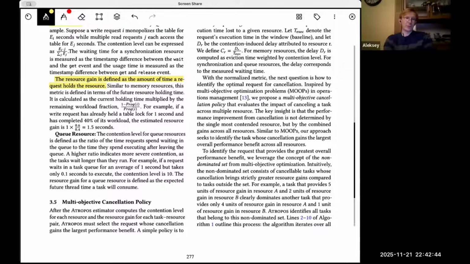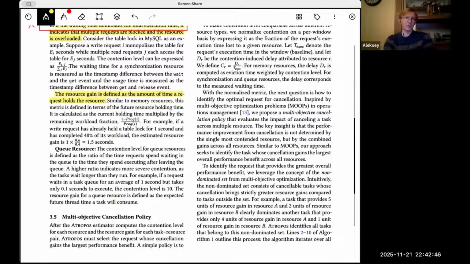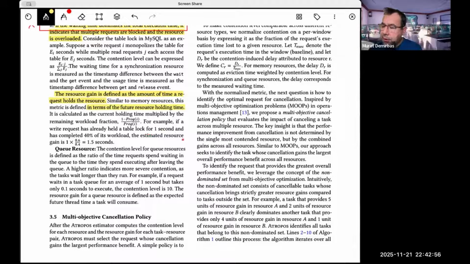Resource gain is defined as the amount of time a request holds the resource. Similar to memory resources, this metric is defined in terms of the future resource holding time. It is calculated as the current holding time multiplied by the remaining workload fraction. Okay, it's coming next. Okay, I see. For example, okay, nice. Simple ideas, but very powerful ideas. I like it. It's very straightforward work.